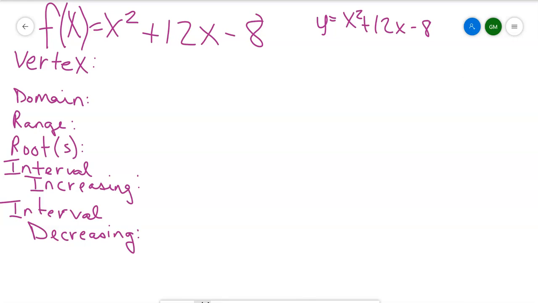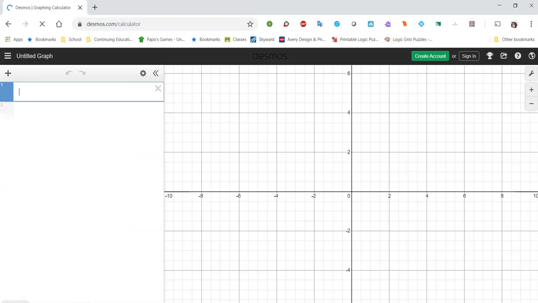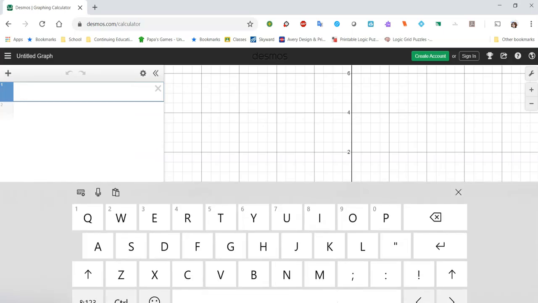So what you're going to do is use a graphing calculator. If you do not have access to one, there are browser versions available. This is the most popular graphing calculator on the internet right now, and it's called Desmos.com. So you're going to go to Desmos.com and click Start Graphing. And all you're going to do is, where it says 1, enter your equation.